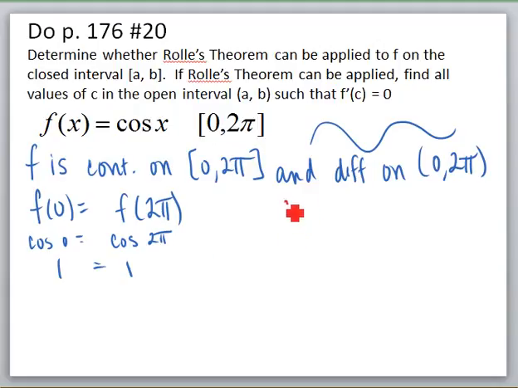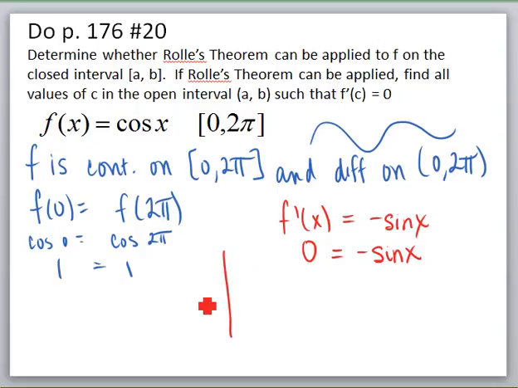In order to do that, we need the first derivative. So the first derivative ends up just being negative sine of x. We want to know where this equals 0. So where is the negative sine of x equals 0? So we're basically just asking ourselves, where is sine x equal to 0? Well, on the unit circle, that would be at 0, and then at pi, and then at 2 pi.